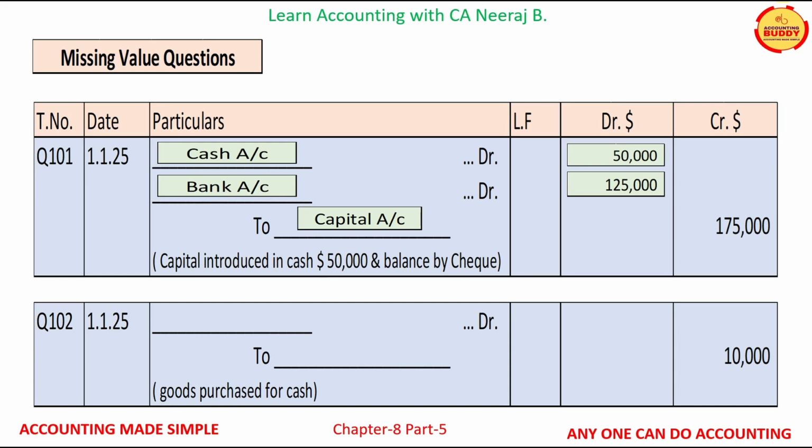Question number 102: goods worth $10,000 purchased for cash. For this transaction, purchase account will be debited with $10,000 and cash account will be credited.